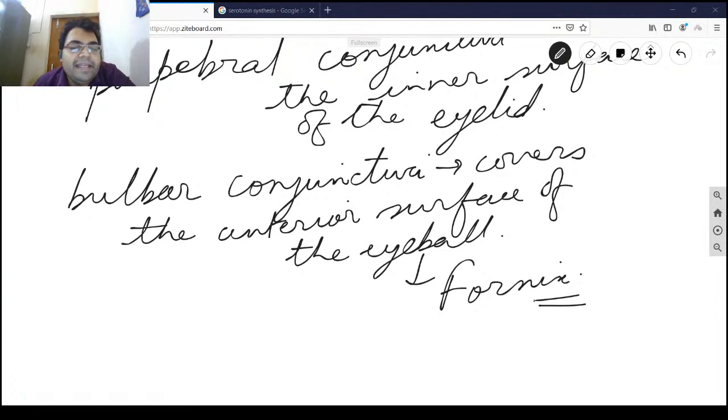One more thing, blinking sweeps the tears across the ocular surface. Just think that you are blinking, it will sweep the tear across the ocular surface. Now tears accumulate at the medial angle of the eye, this side, and that medial angle is known as the lacrimal lake, or the lake of tears, because from here your tears keep on dropping, right?